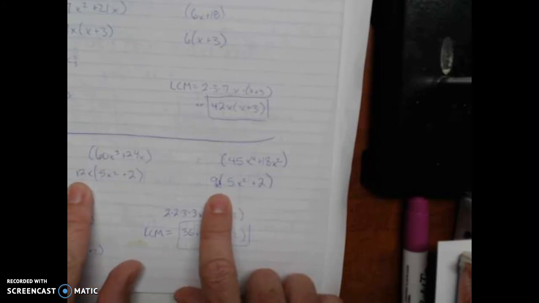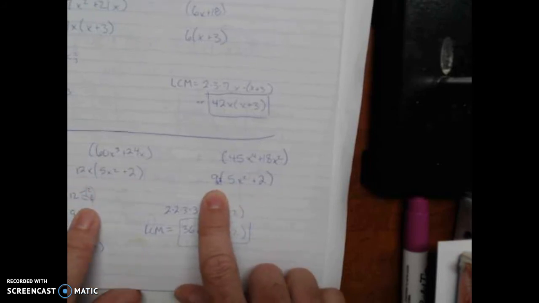So we have whatever 12 breaks down into, which is 2 times 2 times 3. And 9 breaks down to 3 times 3. So our factors are 2's, 3's, x's, and 5x squared plus 2's. We use them the most times that they're used. 2 twice, 3 twice, x squared once, and one of these. We put them all together, and there's our least common multiple for those ones.